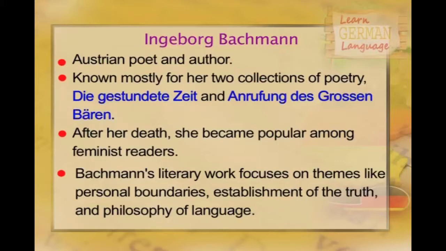Feminist scholars' engagement with her work after her death led to a great deal of scholarship that also drew attention to her prose work. Bachmann's work focuses on themes like personal boundaries, the establishment of the concept of truth, and the philosophy of language, also in the context of the Austrian philosopher Ludwig Wittgenstein. Bachmann's works represent the struggle of women to survive and to exist in post-war Austrian society.